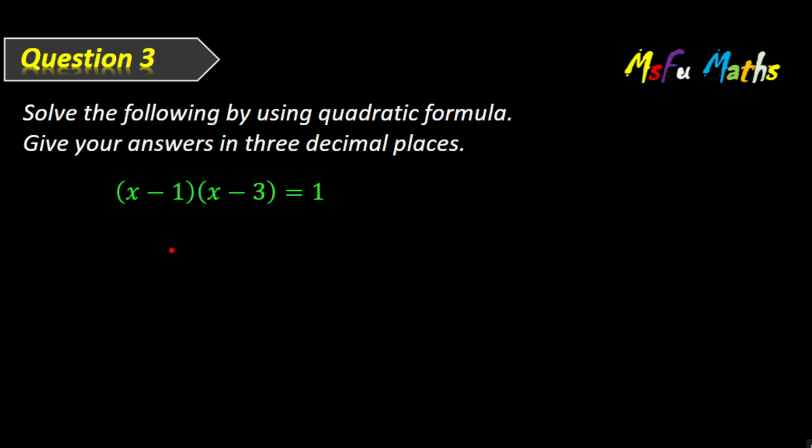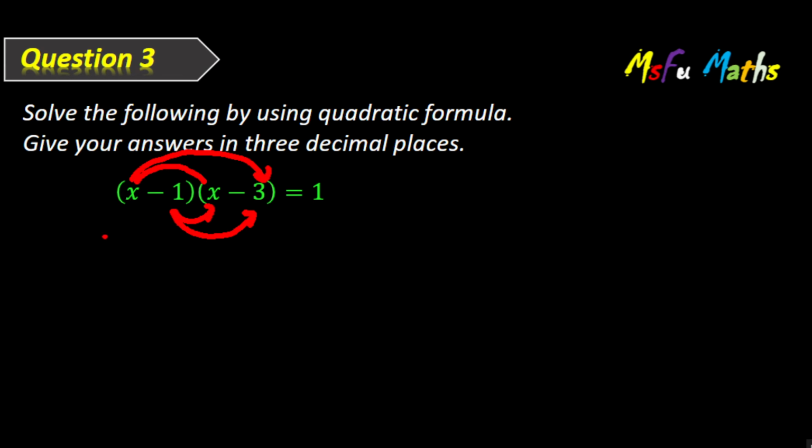As I said, the first step, you have to get your general form. But in this case, this is not equal to 0. And furthermore, you have brackets here, so we have to expand this one. How to expand this one? Expand one by one: x times x, times negative 3. After that, negative 1 times x, negative 1 times negative 3.